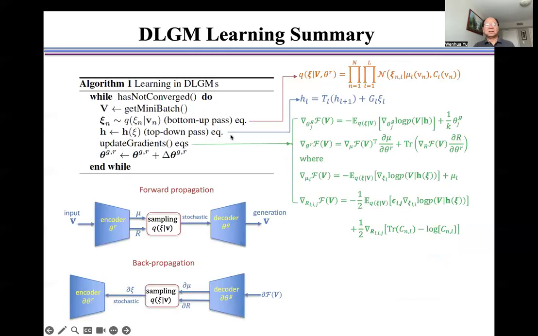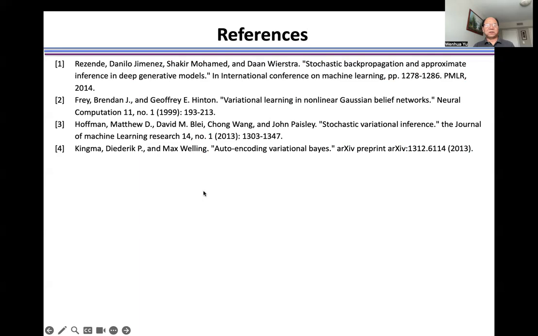Here is the deep latent Gaussian model learning summary. First, we get a mini batch V, and then we get a sample from q, and then we calculate the h from this equation, and then we update the gradients using these two equations. Finally, we update the model parameters θ_G and θ_R. The same procedure is good for the variational autoencoder as shown here. For more details, please check these references.